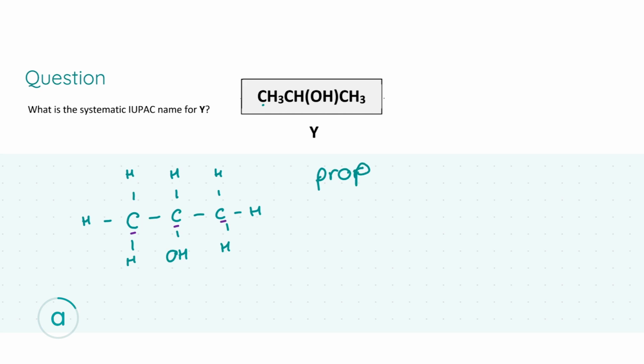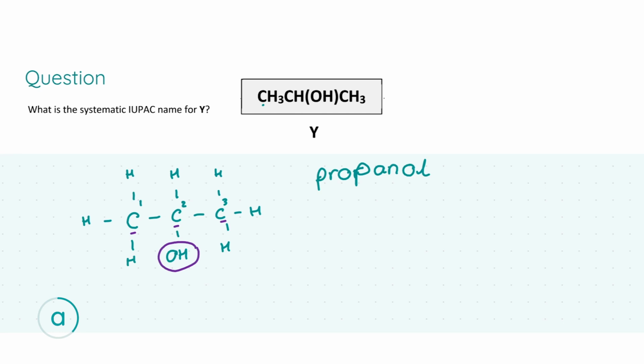Prop. It's not propane. If it was propane, it would only have carbon and hydrogen. But we can see that 1 hydrogen atom has been replaced by an OH, and that's an indication that this is an alcohol. So it's going to end in OL. So if it's propane, because it's an alcohol, what we're going to do is replace the E here with OL. But the OH is attached to carbon 2. So if this is carbon 1, this is carbon 2, this is carbon 3, it's attached to carbon 2.